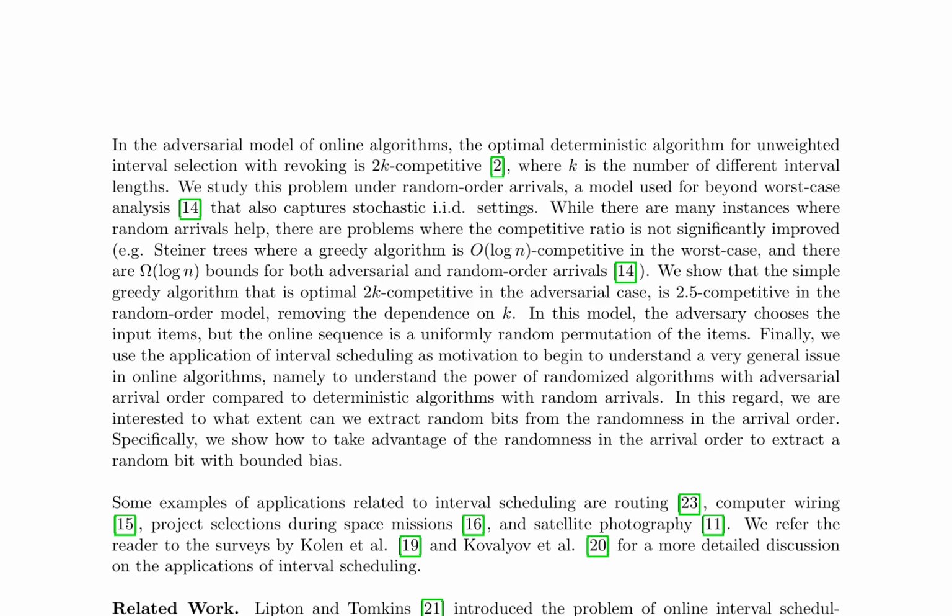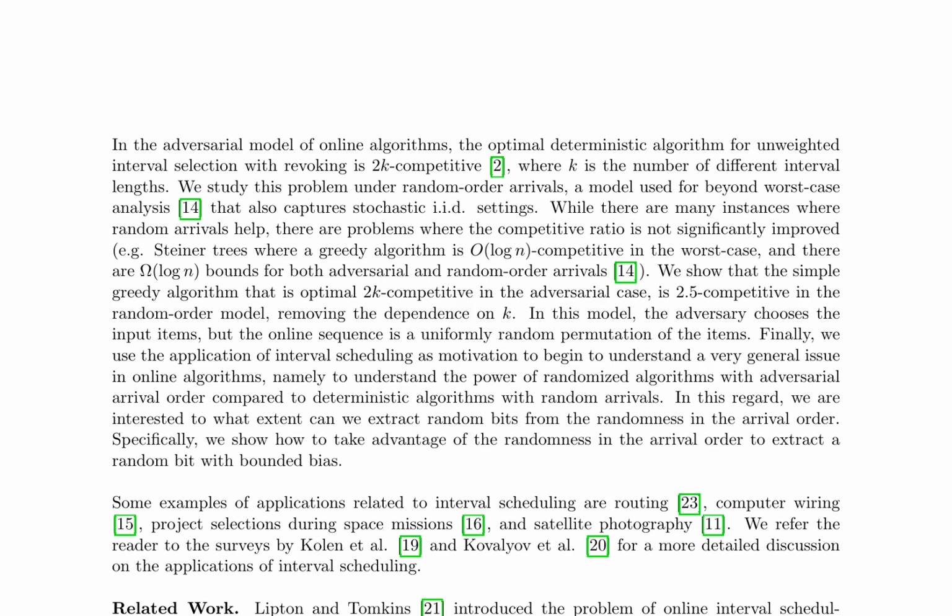In the realm of online algorithms, the optimal deterministic algorithm for unweighted interval selection with revoking is 2k competitive, where k represents the number of different interval lengths. This paper delves into this problem under random order arrivals, a model used for beyond worst case analysis that also captures stochastic i.i.d. settings. The authors demonstrate that the simple greedy algorithm, which is optimal and 2k competitive in the adversarial case, is 2.5 competitive in the random order model, removing the dependence on k.